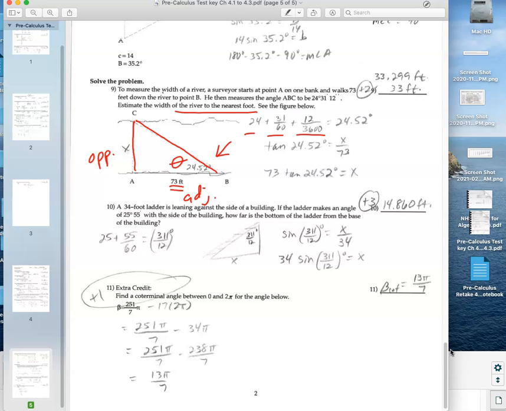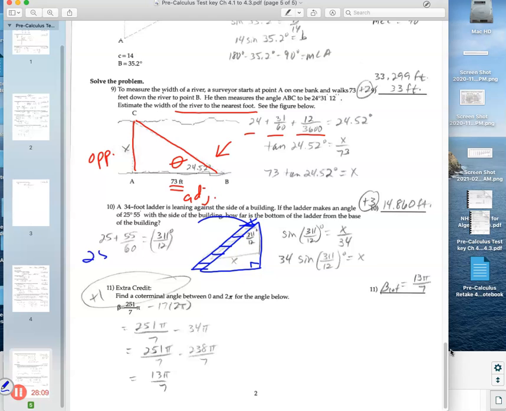Number 10 says a 34-foot ladder. So there's our little ladder. A 34-foot ladder is leaning against the side of a building. If the ladder makes an angle of 25 degrees and 55 minutes with the side of the building, well, I already know I have to figure out then what is that in terms of degrees.